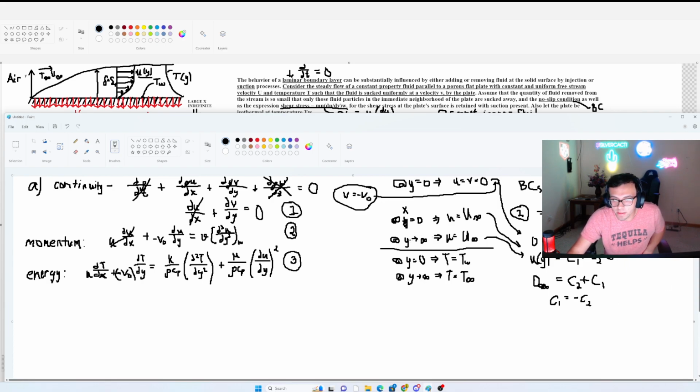And applying this one for infinity, this whole thing is going to be 0, because anything to infinity is just 0, so you get that out of here. So C1 is going to be equal to U infinity from that, and C2 is going to equal minus U infinity.